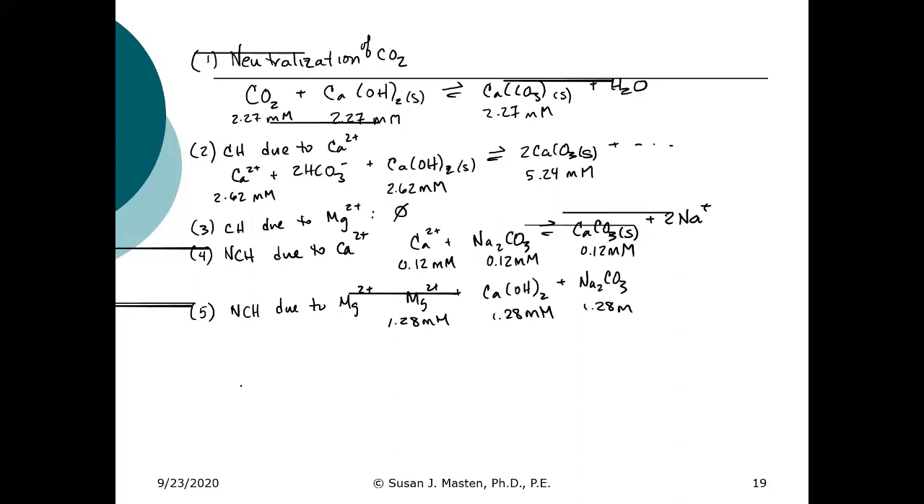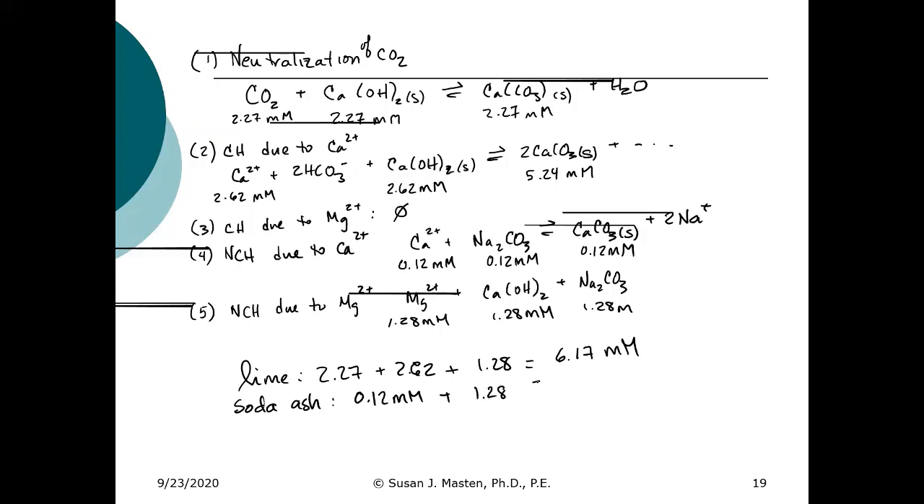So when we calculate the amount of lime that we needed, in 2.27 we needed 2.62. We didn't need any lime for the fourth reaction. We need 1.28 here. So we need 6.17 millimolar of lime. And soda ash, we need 0.12 millimolar plus 1.28. So we need 1.40 millimolar. So that gives us the amount of lime and the soda ash that we need.